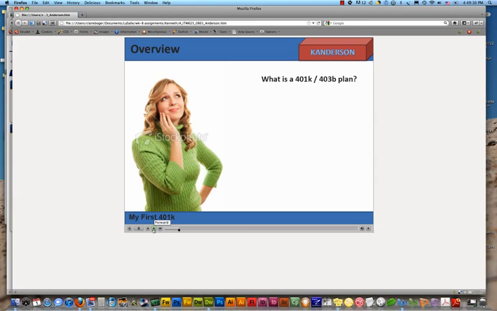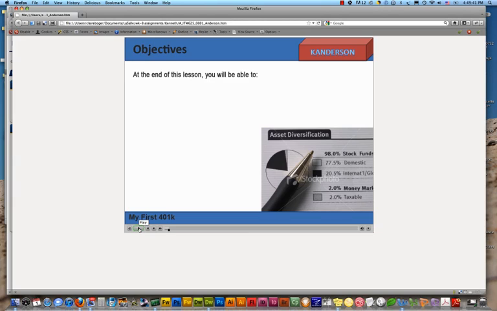A 401k is the most popular retirement plan now offered by employers. It has replaced the traditional pension plan that was popular. So maybe instead of this being called overview, it says: at the end of this lesson, you will be able to identify characteristics of major investment categories.